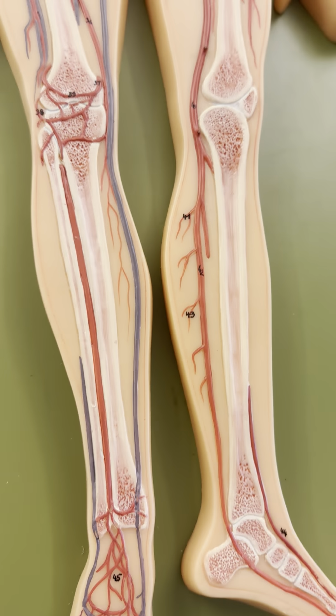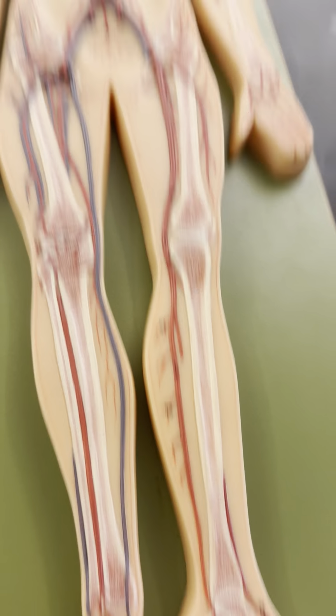Okay, so those are the major arteries and veins that you can see on this model.